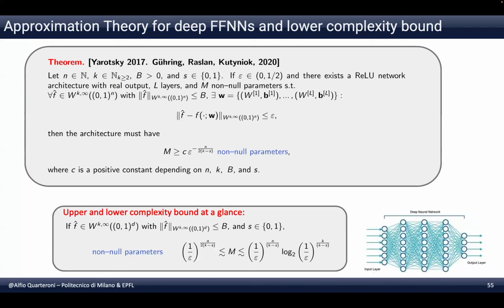Another result is this one. Maybe you can concentrate on this. If f is a function that is in W^{k,∞}, with a norm bounded between 0 and 1, you have an estimate of the total number of non-null parameters, n. So it gives you the density or the connectivity of the network, and you have an estimate in terms of the accuracy that you like to have, and the other elements that you find here. So it's a way to provide an upper bound and a lower bound.